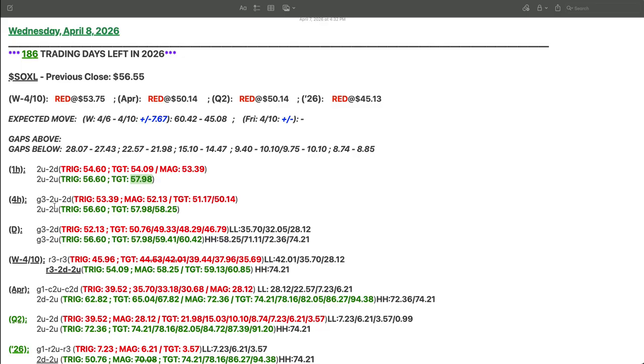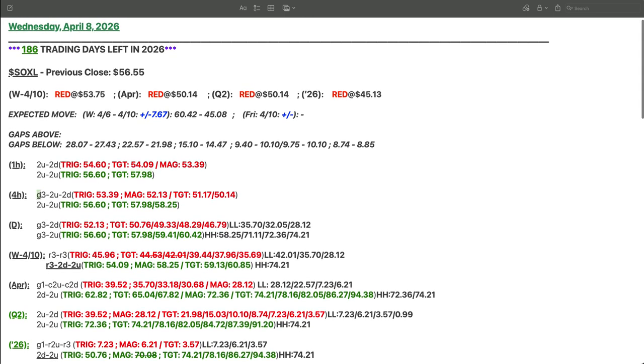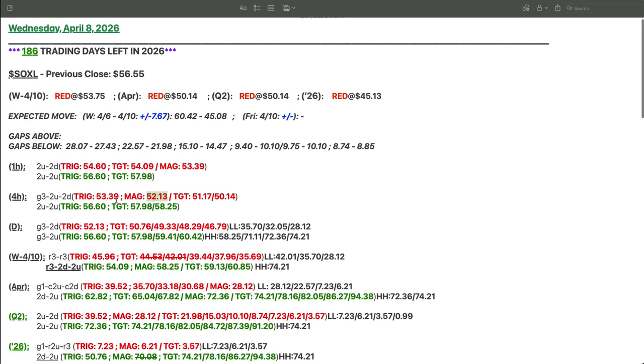But if we continue to the upside, we've just got that two up continuation, triggering at 56.60 and a target there at 57.98. On the day, if we go two down in that first 4 hour candle, that will give us a two up, two down, triggering at 53.39 with the magnitude of 52.13. So not a lot of magnitude there. But if we do continue past that, we've got some extended targets for you.